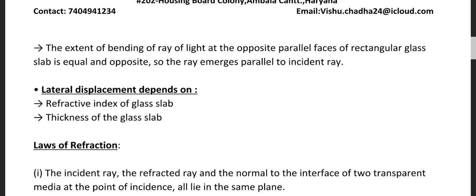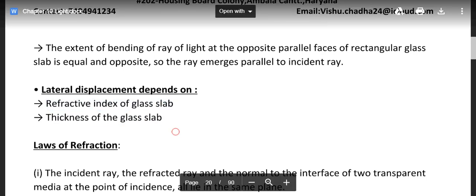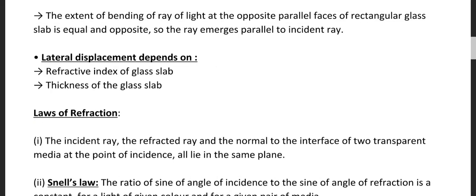Now, what is lateral displacement? The light has to go over there, but it has been displaced from its path, and how much it has been displaced directly depends upon the refractive index of the particular glass slab, or the substance we are taking instead of glass, it can also be changed, and the thickness of that particular substance or medium, right? Like in this case we have taken glass slab, so thickness of the glass slab and refractive index of the glass slab, these two factors play a very crucial role over here.